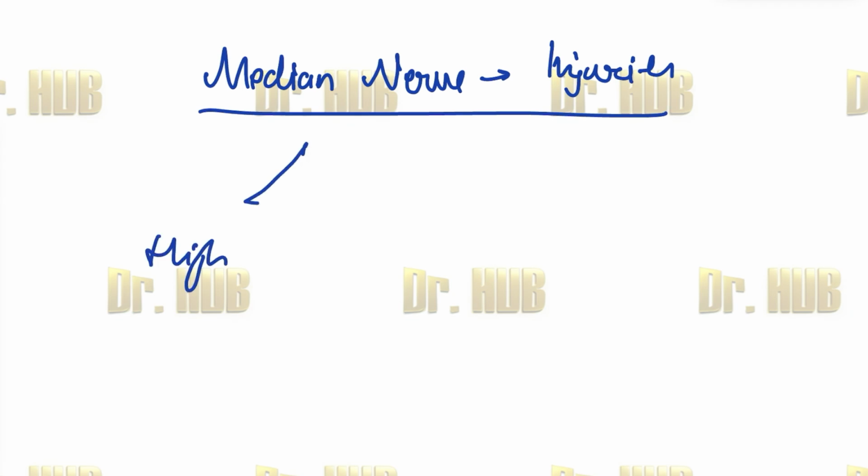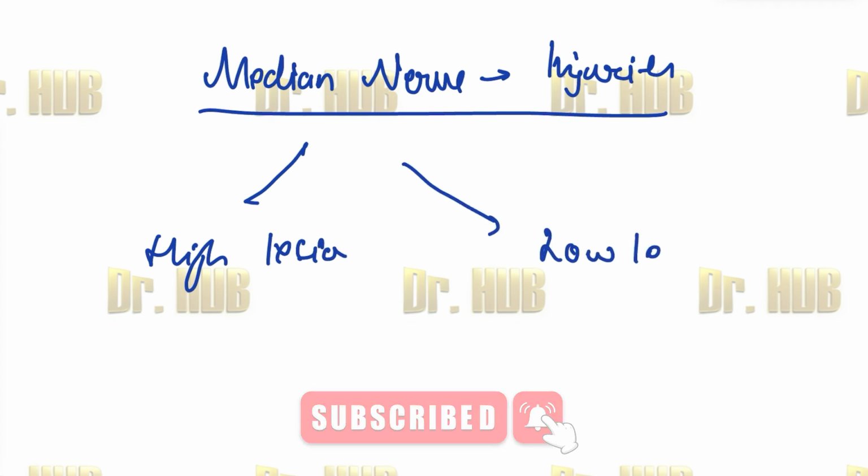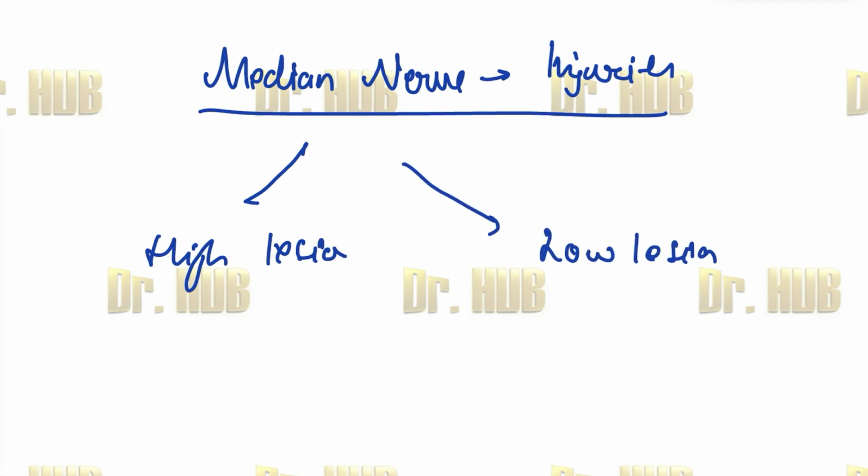Now we'll be looking at the median nerve and its injuries. So the first part is it is divided into the high lesion and the low lesion. Now let's understand what is the high lesion.